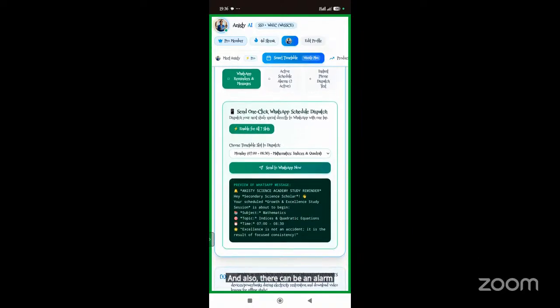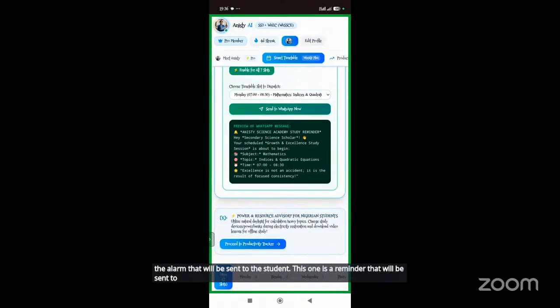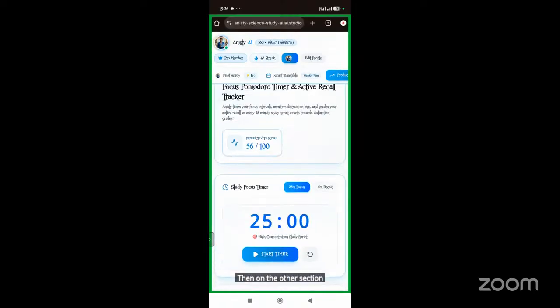Then this is the format for the alarm that will be sent to the student. This one is a reminder that will be sent to WhatsApp. Then on the other section, we have a productivity tracker.